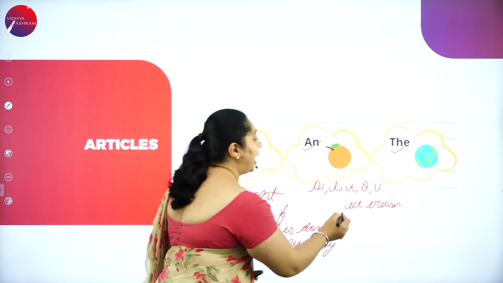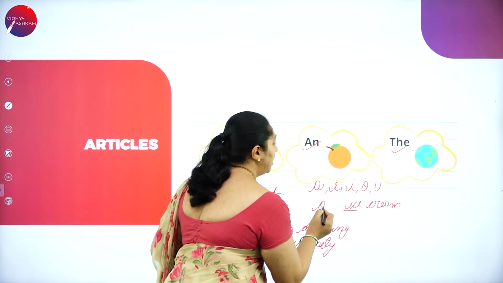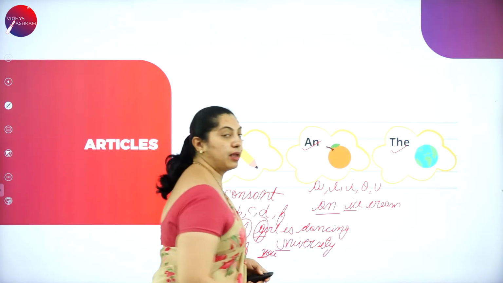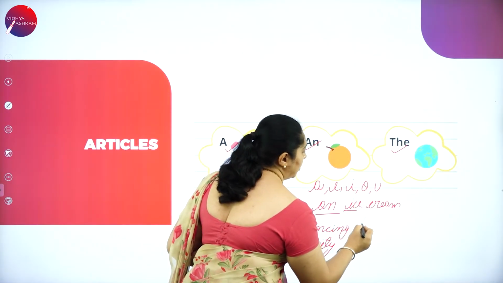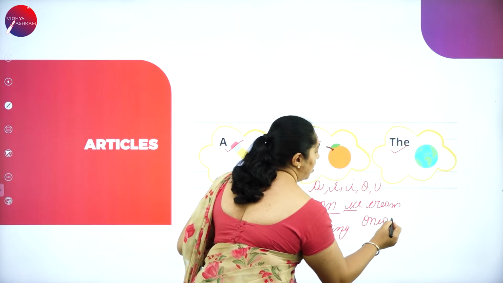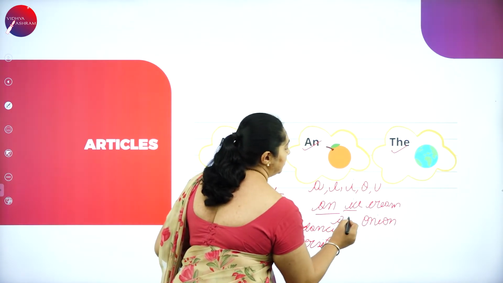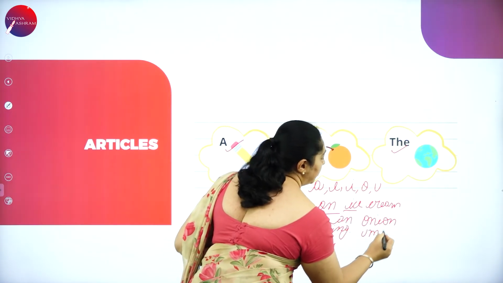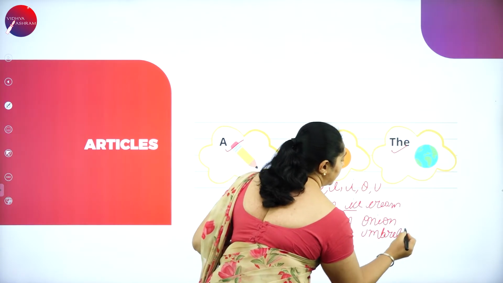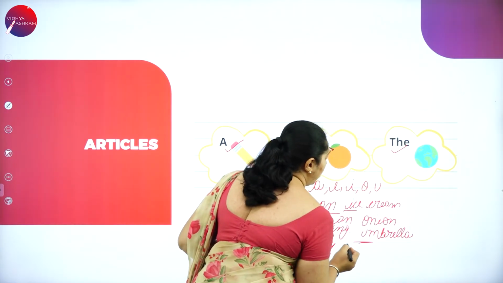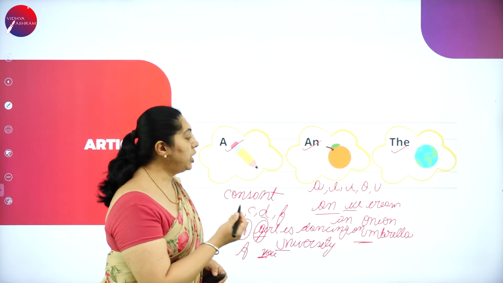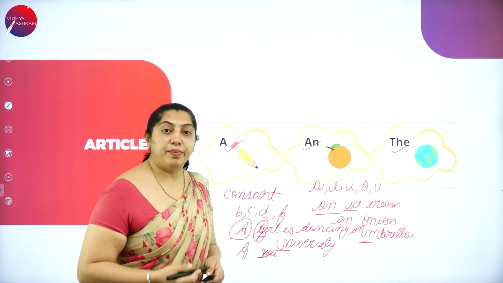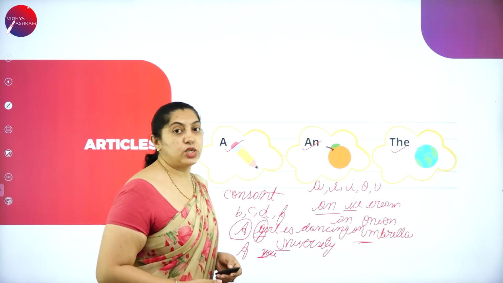Ice cream. So I is a vowel. So before the vowel letter, you'll use the article an: an ice cream, an onion, an umbrella. So before the vowel, use the word an. It's not only before the vowel letters, sometimes with the silent letters also.